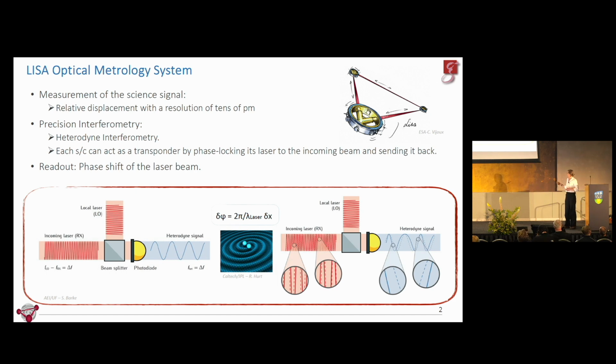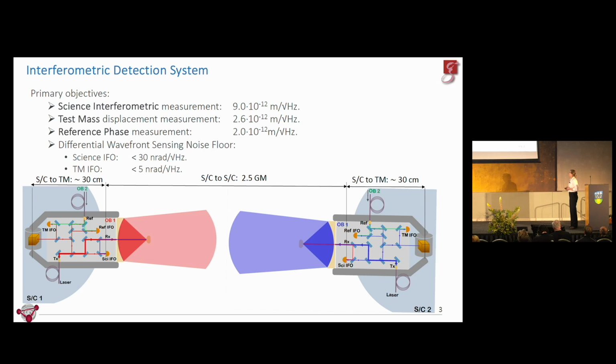So let's jump into what the primary objective of the interferometric detection system is. As I said, we want to measure the phase of the light, and the objective of IDS is to provide the means for the three interferometers. Here on this cartoonish version of LISA, we have one of the spacecraft sending light to the far spacecraft, and we have the science interferometer where we superpose the local laser beam Tx with this received Rx.